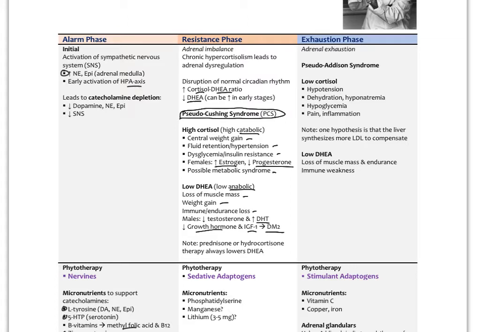So that is the consequences of having a chronically overactivated HPA axis: high cortisol, and eventually the DHEA starts to go down. Note that if your patient is on prednisone or actual cortisol, hydrocortisone therapy, that's always going to lower DHEA. And so those are just things that we can keep in mind to think about the need to support DHEA while they're on those medications.